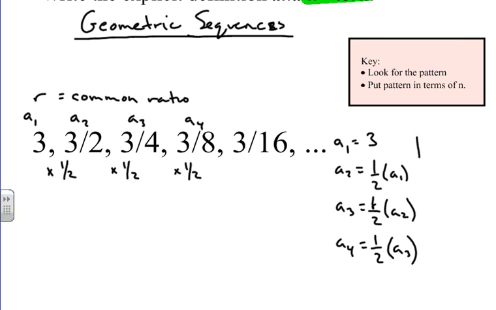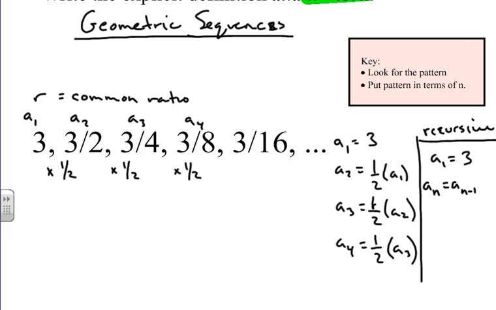And so you can see the pattern in the recursive model: if I start with the first term being 3, the next term is always going to be the previous term, a sub n minus 1, multiplied by 1/2. We'll put the 1/2 in front, make that nice and pretty: 1/2 times a sub n minus 1. And so we're multiplying the same thing over and over again.